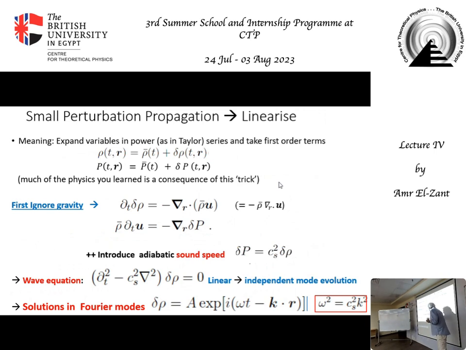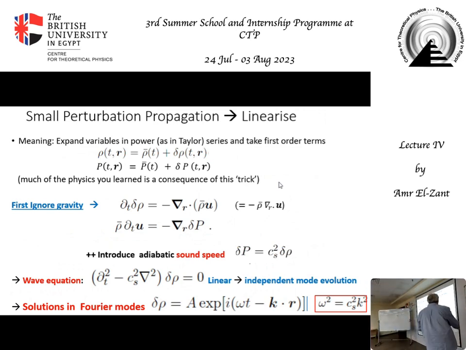So, this can be solved by Fourier analyzing modes. Scary term. Well, Fourier analyzing just means that we assume delta rho is of this form. Why do we assume that? Because we find that we can get a solution between delta rho and omega and k very easily, basically with a linear dispersion. I've taken out the gravity here, by the way. This is without gravity to simplify.